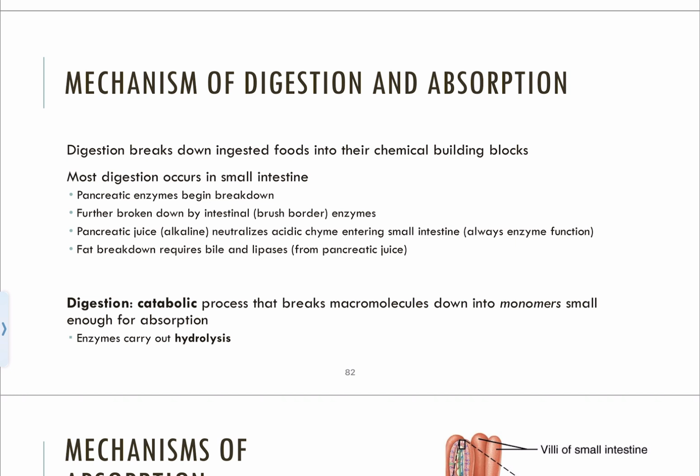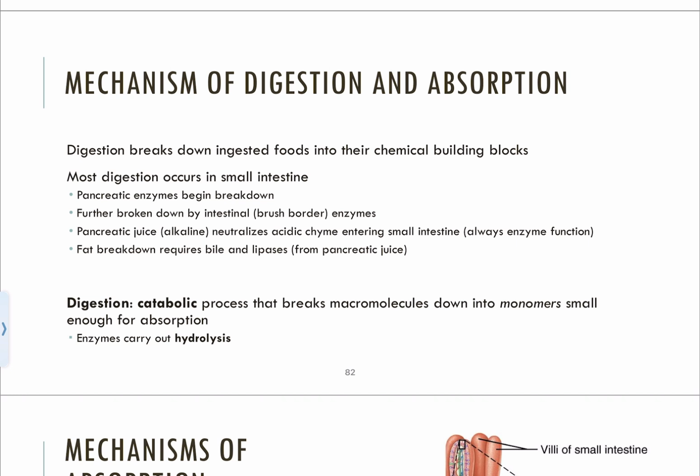That's the absorption part. When we're talking about digestion, just as kind of a refresher, most of this is going to occur in our small intestine. We have pancreatic enzymes that are helping with the breakdown, but then the final breakdown processes are actually occurring via those brush border enzymes in the intestinal wall. We also have pancreatic juice, which is alkaline, so meaning slightly basic, and it's going to help neutralize that acidic chyme that's coming in from the stomach. We also have lipases and bile that are going to help with fat breakdown.